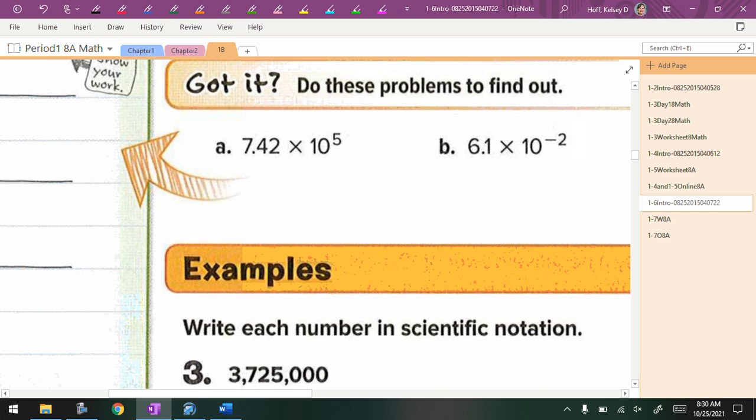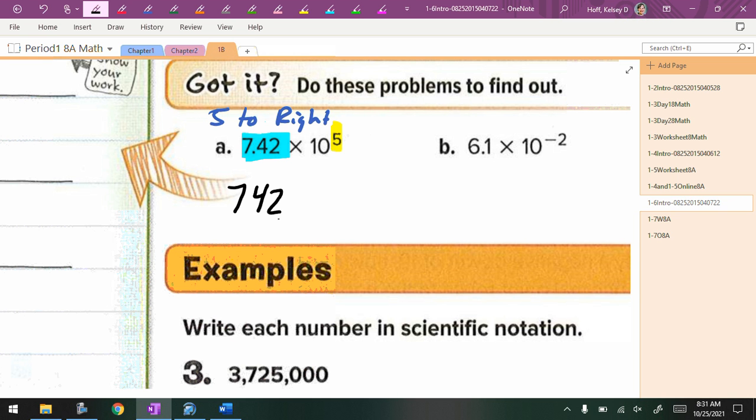So if we look at A, look at your exponent. What does a positive 5 tell me? Going 5 to the right. So what I want to do is write down this 742. Right now, where is the decimal point? After the 7. So put your pencil in between there. Now you're going to take 5 swoops to the right. Watch first. We would go like this. 1, 2, 3, 4, 5.